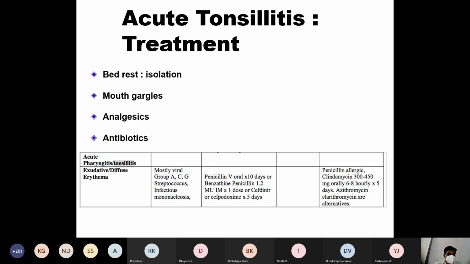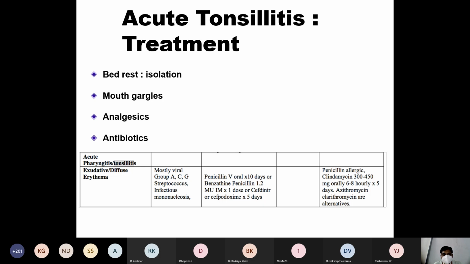So why do we use antibiotics? Though they are mostly viral, we use antibiotics for two reasons. One is to prevent a secondary infection. Second reason is to treat the possible bacterial infection. We use broad spectrum oral antibiotics initially.